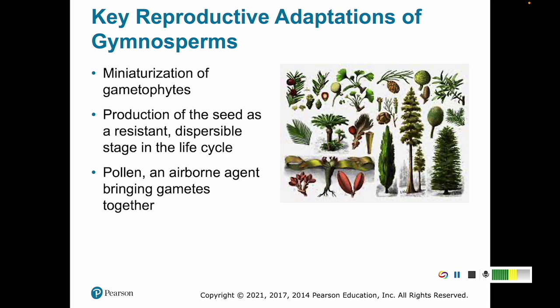In our gymnosperms, we still see a miniaturization of our gametophytes. We discussed that in our last video. They produce seeds that are resistant and dispersible, which we also discussed in our last video. And they produce pollen, which is airborne and only relies on air instead of water to bring gametes together, also discussed in our last video.